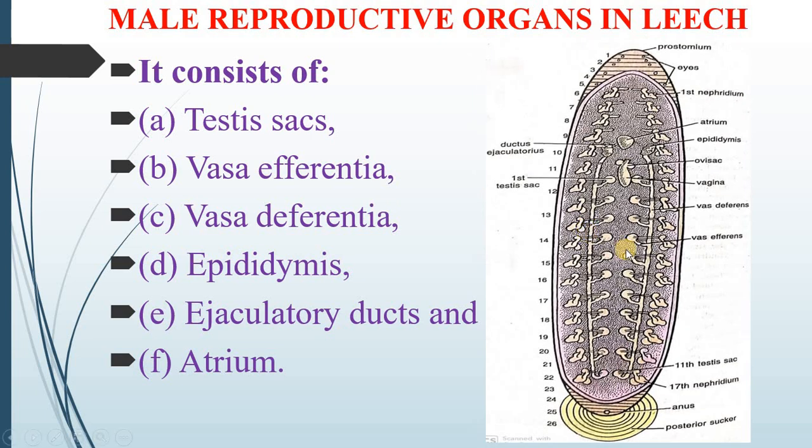Before that, this is the diagrammatic representation showing the male reproductive organs in leech. Testis sacs, starting from the 12th segment to the 22nd segment, then a slender tube. Here in the picture you can see this is the vas efferens, then vas deferens, then the coiled structure epididymis, the atrium, and ductus ejaculatorius or ejaculatory ducts. More we will be discussing in detail in the upcoming slides.